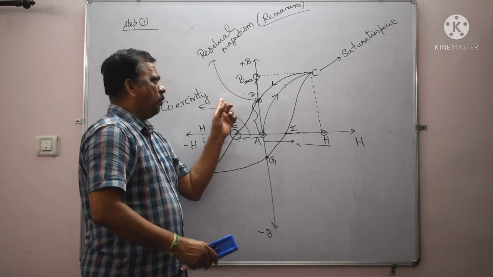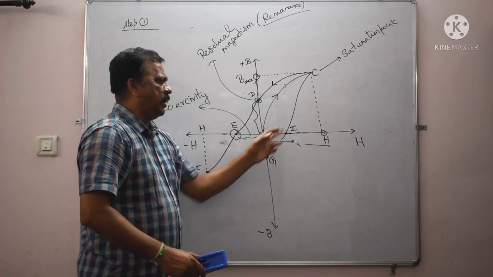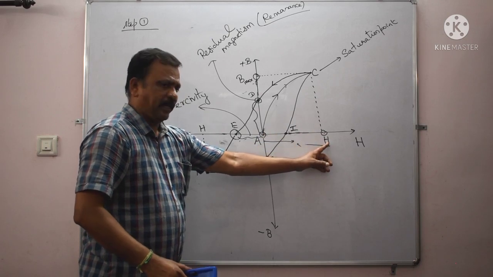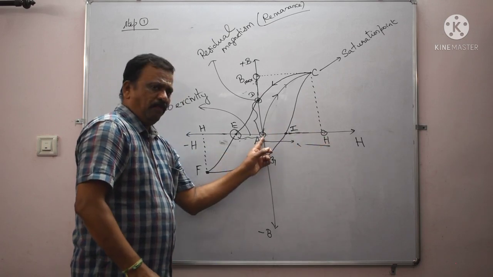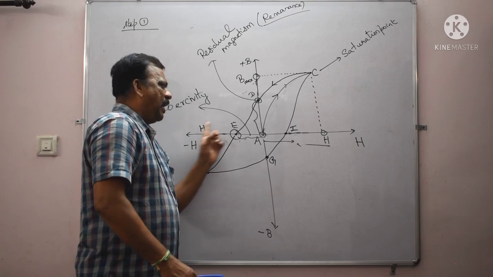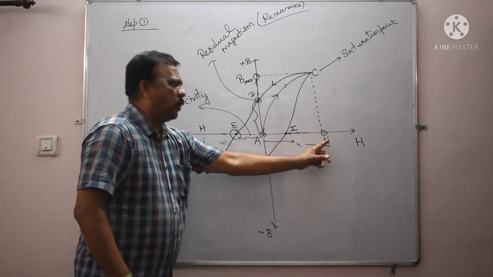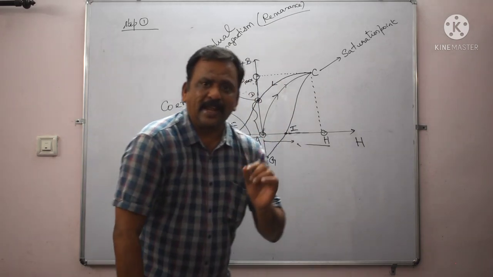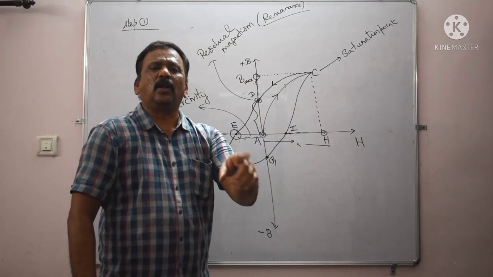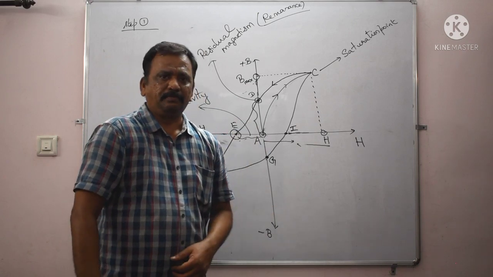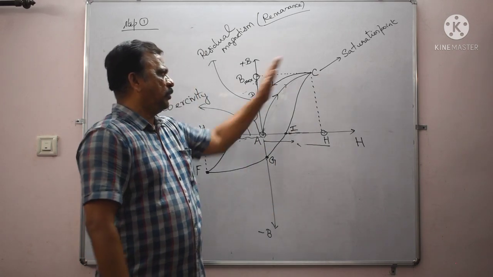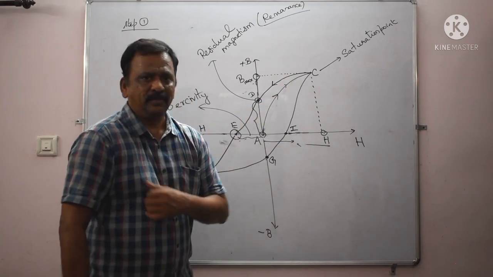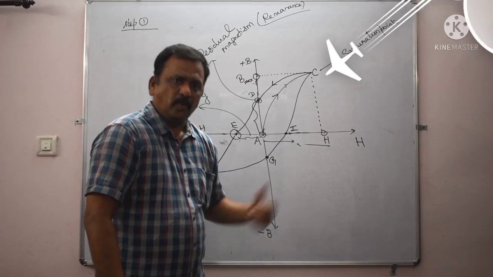So whenever I subject a ferromagnetic material to a magnetizing field which varies like this, 0 to positive H, positive H to 0, 0 to negative H and negative H to 0 and 0 to positive H once again, I say that the ferromagnetic material is taken through one complete cycle of magnetization. So when the ferromagnetic material is taken through one complete cycle of magnetization, I get a hysteresis loop like this. Is it clear? Okay, so that's all.